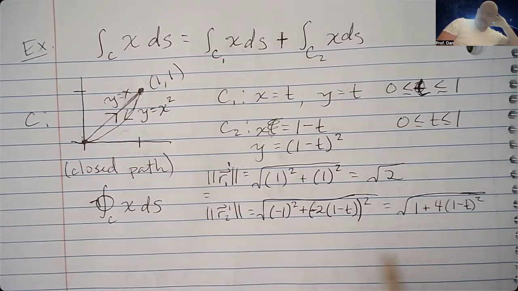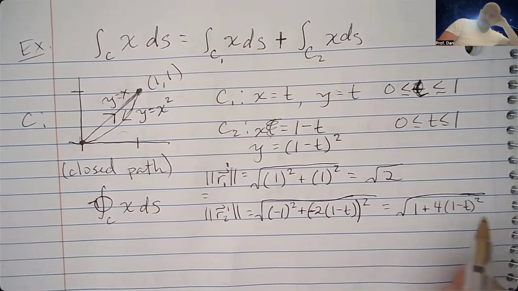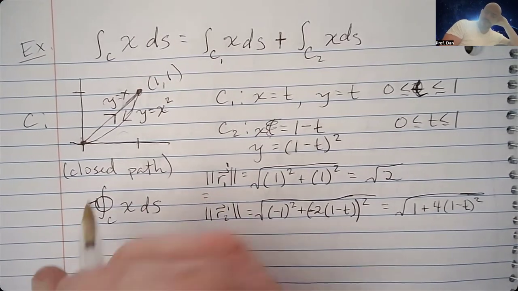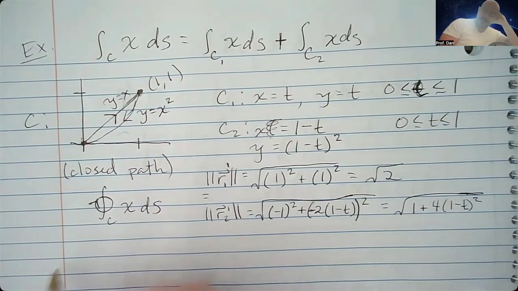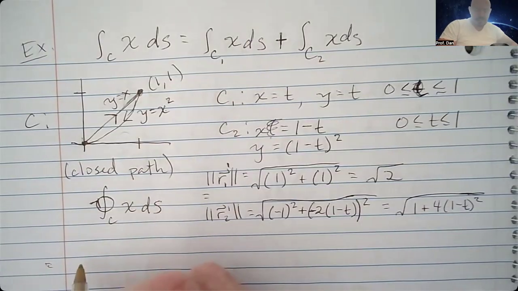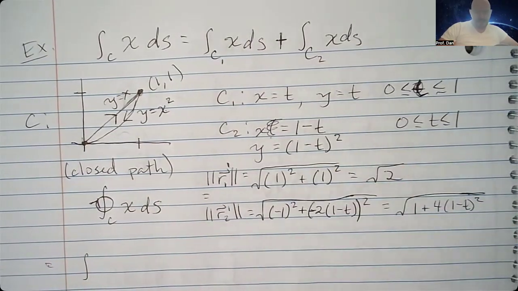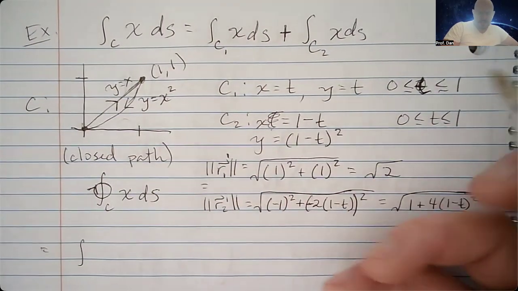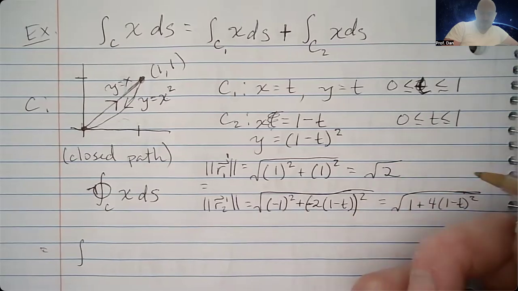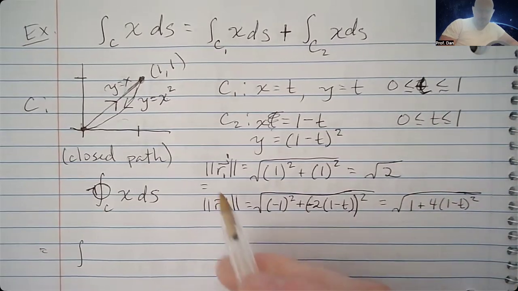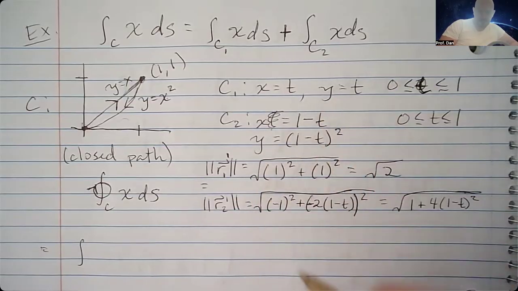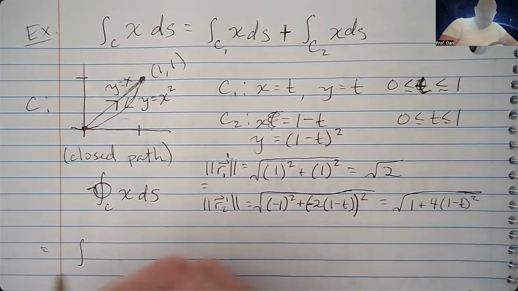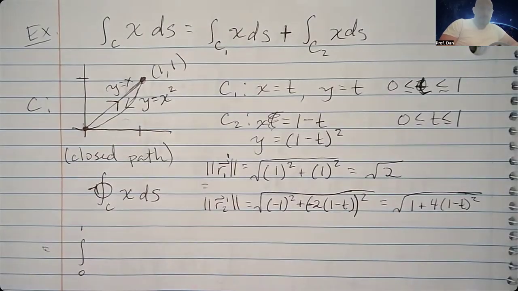All right. So anyway, now I have enough information to go through and write the path integrals as just regular definite integrals. Over C1, that's going to be pretty straightforward because everything's linear. The Jacobian that we found is the square root of 2, right? So we know that t is going to go from 0 to 1. Those are the bounds.